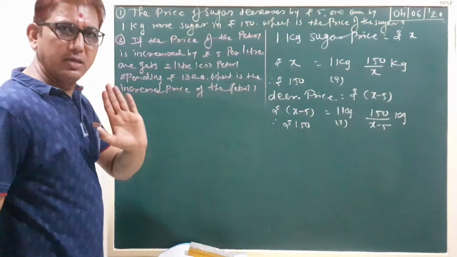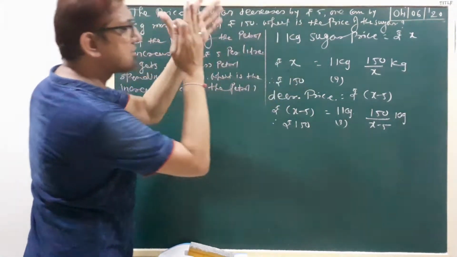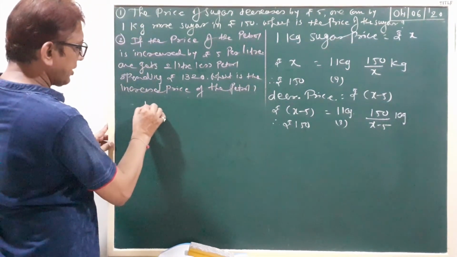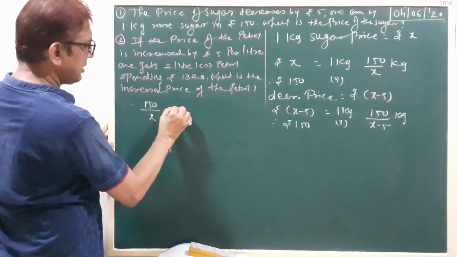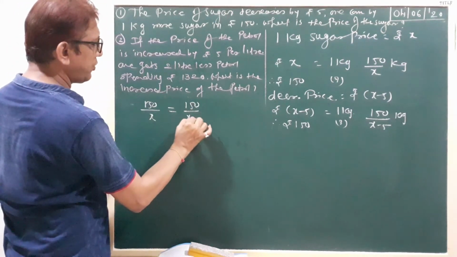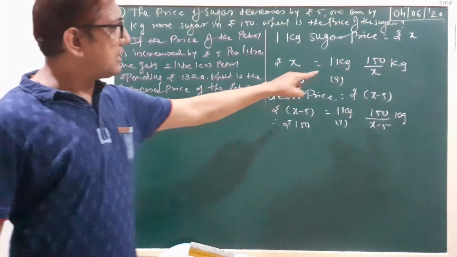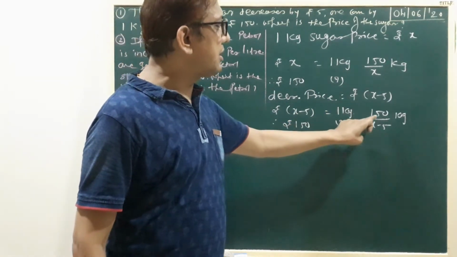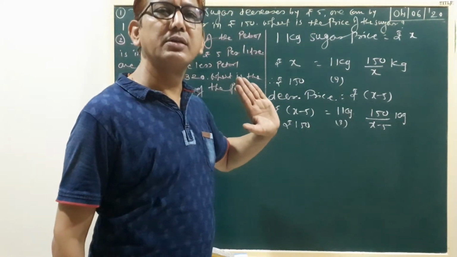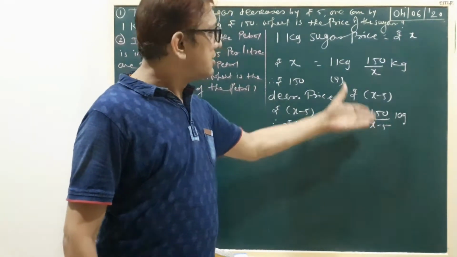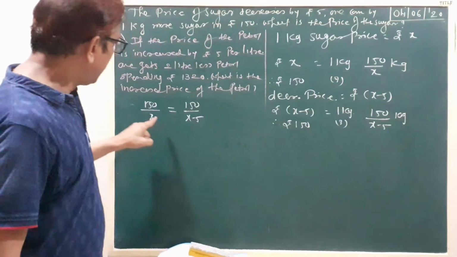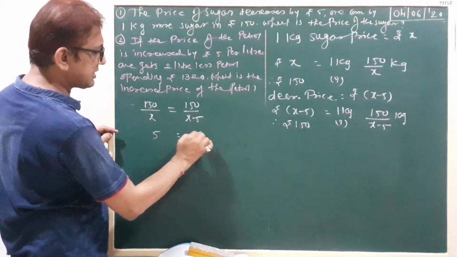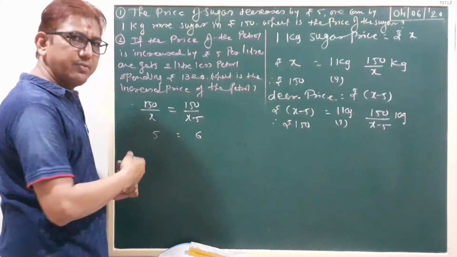Is that clear? Now compare these two steps. Always compare these two steps. So we write 150 upon X and 150 upon X minus 5. Suppose here we purchase 5 kg; now the price decreases, so here more than 5 kg sugar. Suppose here 5 kg and here 6 kg. Now balance these two sides.